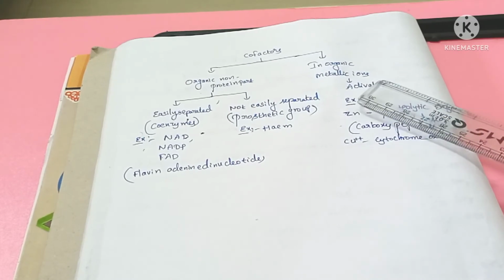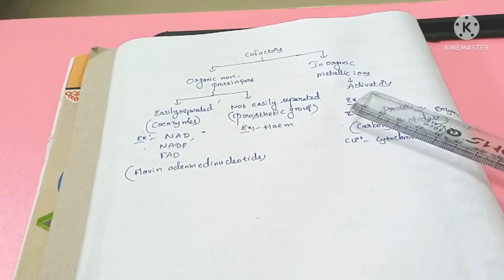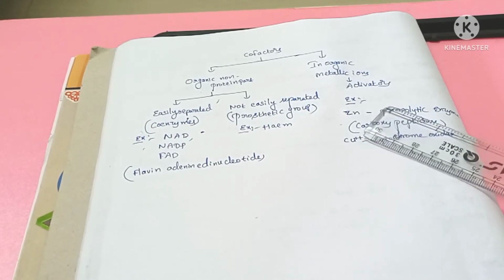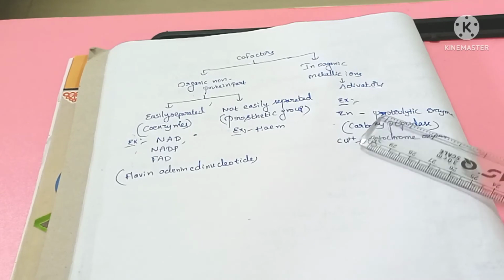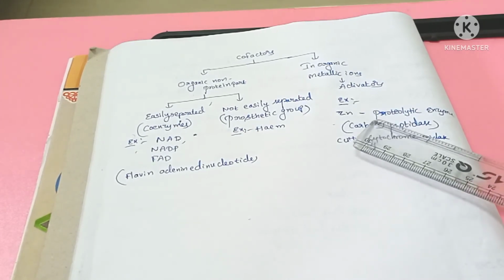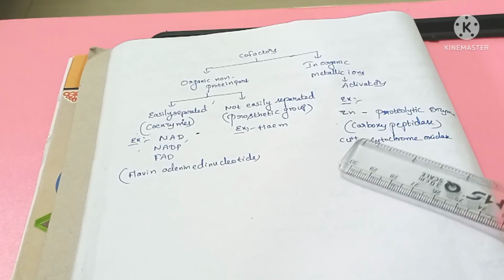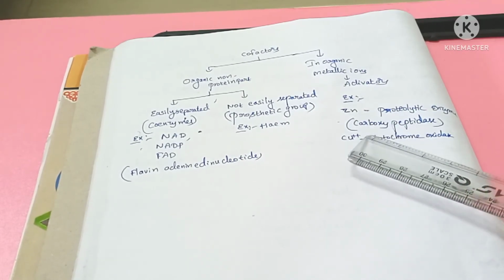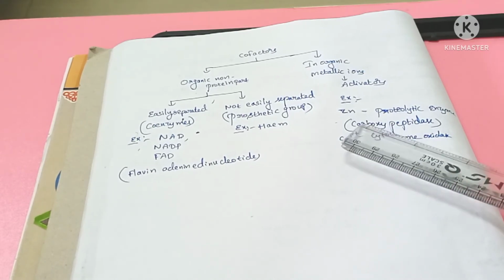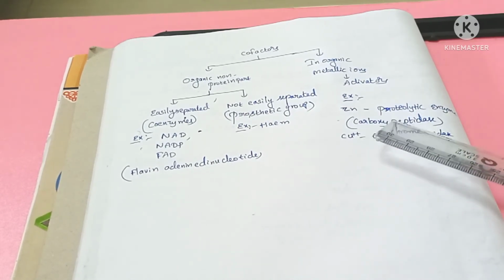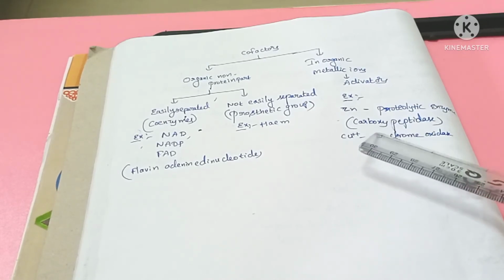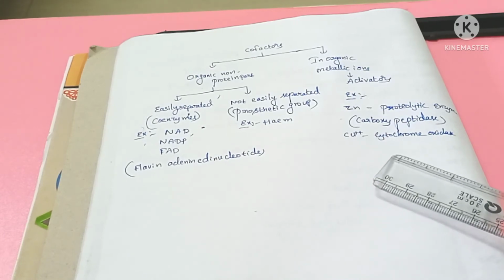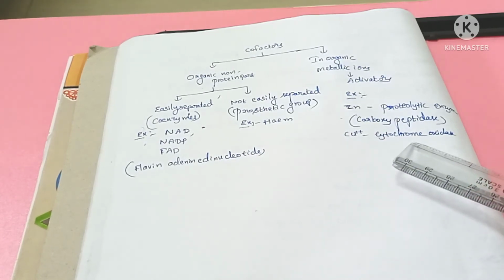And the last one is inorganic metal ions. These inorganic metal ions act as activators for the enzymes. Examples of activators are several metal ions like zinc, copper, iron, calcium, magnesium, cobalt, molybdenum, manganese and chlorine. Zinc is an activator for proteolytic enzymes like carboxypeptidase, and copper is an activator for the enzyme cytochrome oxidase.